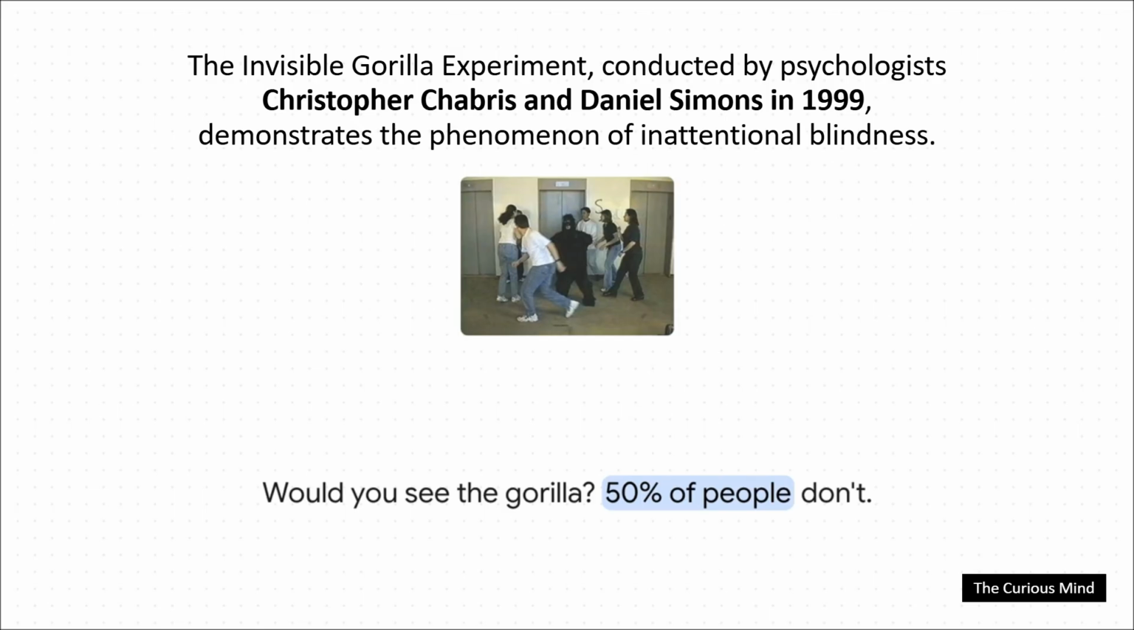Take a look at this. It's from a super famous experiment where people were told to count how many times a basketball was passed. Simple, right? But while they were so focused on that, a person in a full-on gorilla suit just walks right through the middle of the game. And the crazy part? About half the people watching totally missed it, never even saw the gorilla.